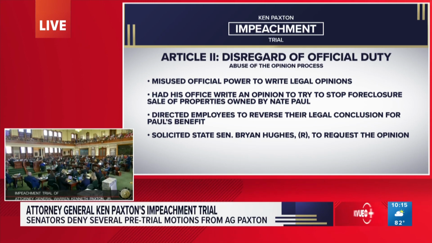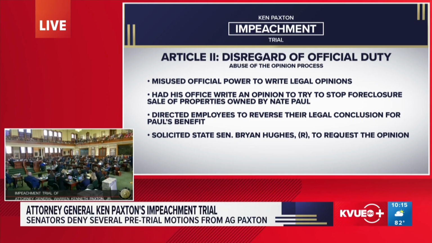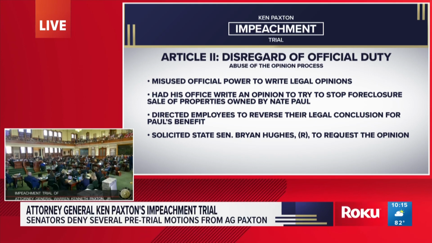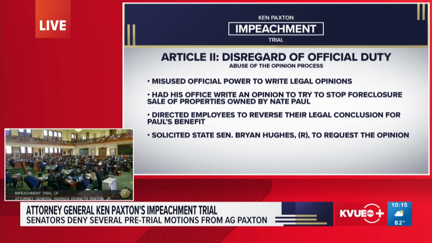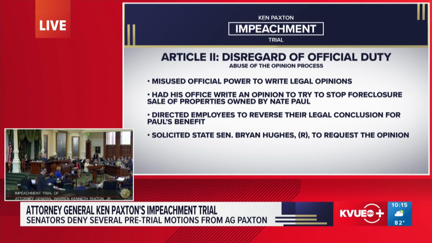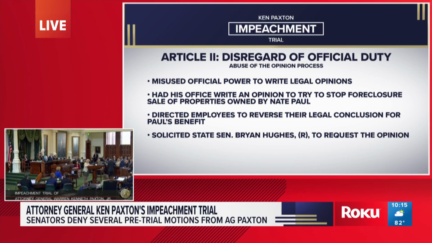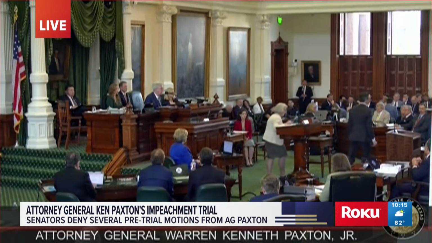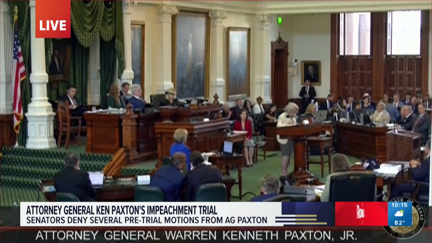Well, exactly, Ashley. And what is so important about this particular article is that the Attorney General is accused of seeking an opinion related to the sale of foreclosures, seeking it from one of the senators, Brian Hughes, who is now one of the jurors in his case. So the allegation is that Ken Paxton went to Senator Hughes and said, hey, I need you to request an opinion of my office concerning foreclosure sales. And that was after the opinion had already been, according to the House managers, issued during the COVID pandemic. We're going to listen to the vote on this now.